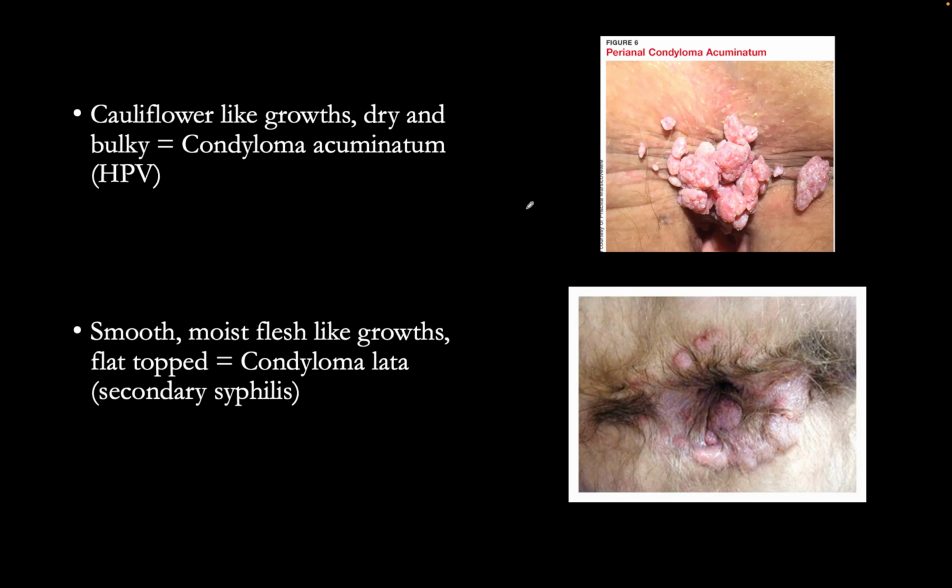And so one thing you need to be able to do is contrast acuminatum and lata. I put the picture of both, but what I want you to hone in on is if they use the word cauliflower-like, you're thinking about HPV. And this is just treated with cryo. If they say that the growths are flat topped, this is secondary syphilis. One thing to keep in mind is there may or may not have been that initial chancre. Sometimes if it's inside, then it can be missed.